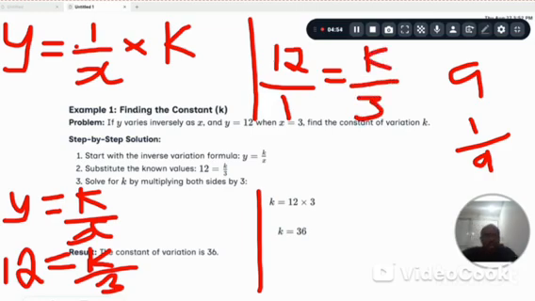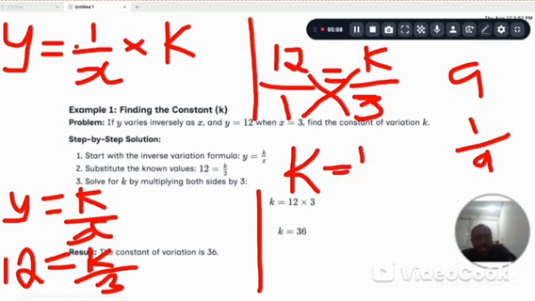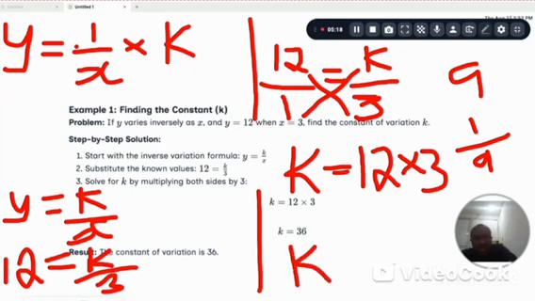Then, how can we find the constant, which is k? We can do this by cross multiplying. K times 1 will give us k. Then 12 multiplied by 3, so k is equal to 12 multiplied by 3. And what is 12 multiplied by 3? That is 36. So the constant here is 36.